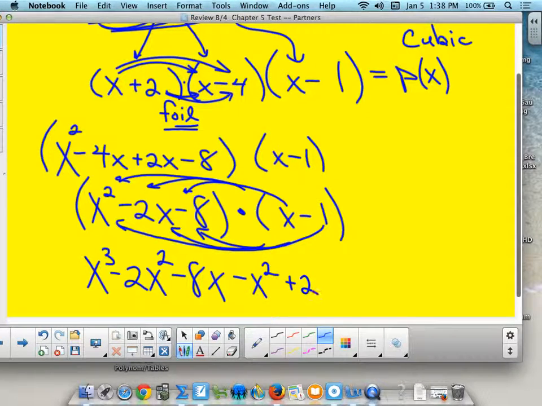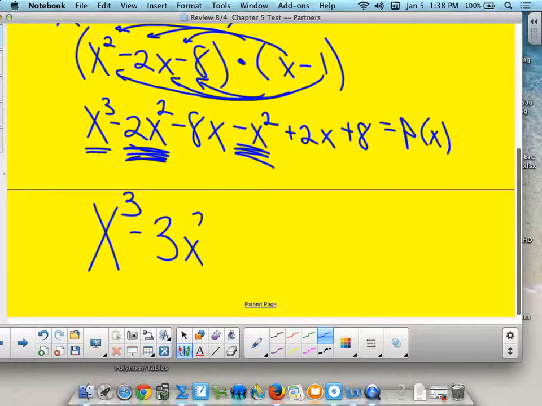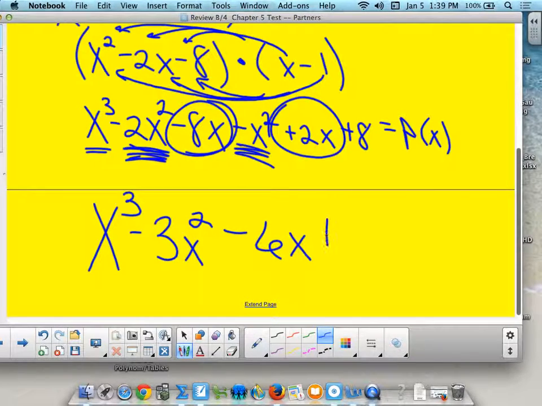And get positive 2x. This is going to equal my answer in standard form. Standard form would be x cubed is done. This one minus 3. And this one minus 6x, minus 10x. Okay, this one and that one. Minus 6x. Plus 8. Equals.